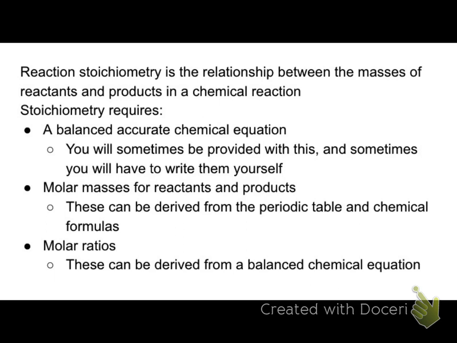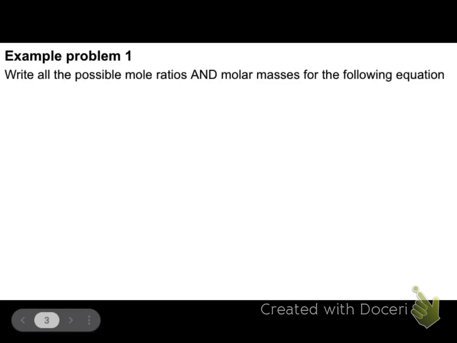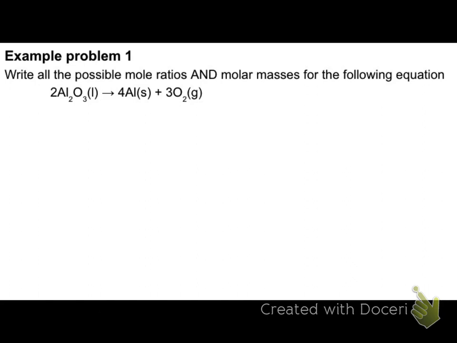All right, we arrive at our first practice problem of the day. I would like you to write all the possible mole ratios for the following equation, and then also all of the molar masses for the following equation. So you're going to need to write me a mole ratio between aluminum oxide and aluminum, and between aluminum oxide and oxygen, and then between aluminum and oxygen. Okay, so there should be a bunch of sets of mole ratios, and then give me the molar mass for each compound or element. Diatomic element.